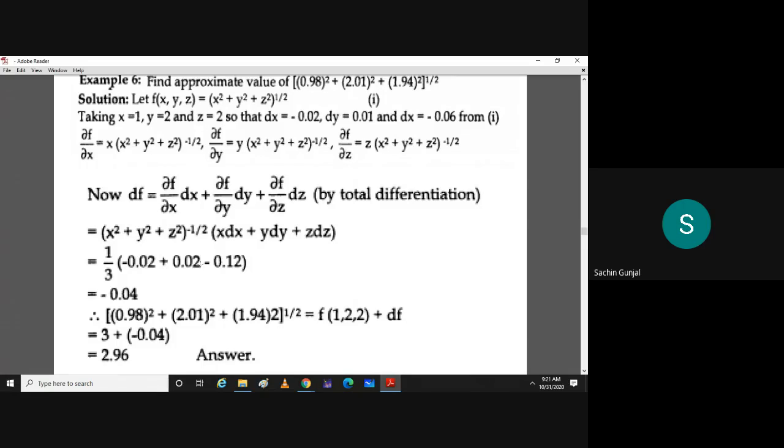So therefore f2 is equal to f1 plus df, out of which df is known to you. F of 1, 2, 2 you can easily calculate. So 1 square plus 2 square plus 2 square, that is 9 raised to 1 by 2, which is 3, right? So 3 plus minus 0.04, because df is minus 0.04. Is that fine? Yes, sir.